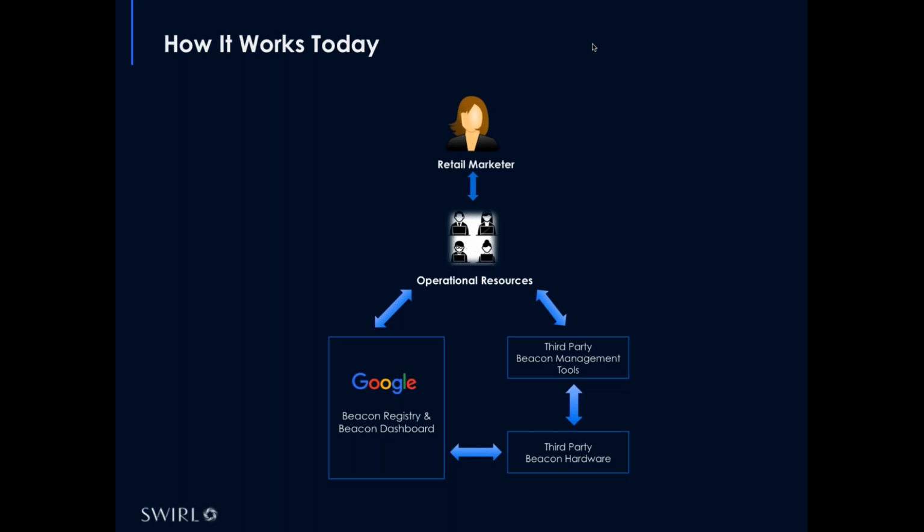The retailer needs a number of operational resources to really manage this thing, because it wasn't designed to be managed at scale. If you're thinking about managing 1,000 or 10,000 beacons, for example, in a number of campaigns, it's really time and labor intensive. And so from a marketer perspective, you would likely need a number of support resources to really help you manage that program.